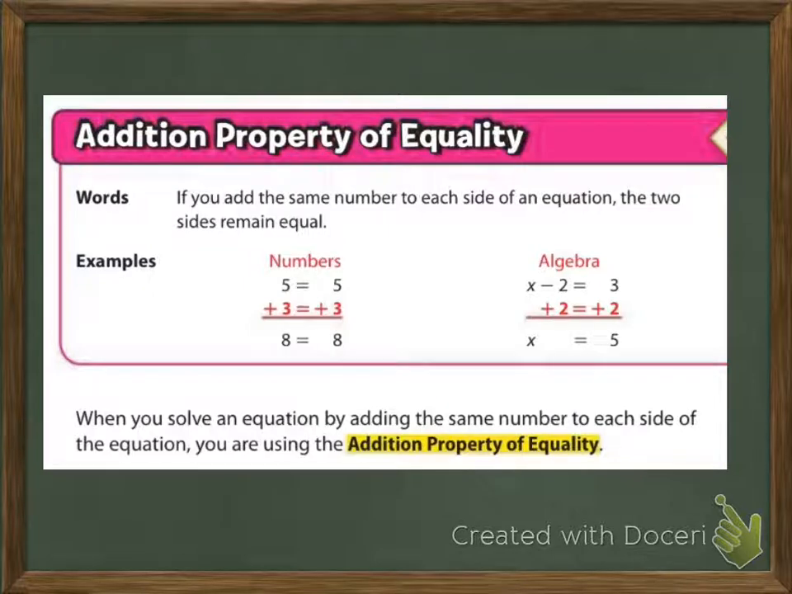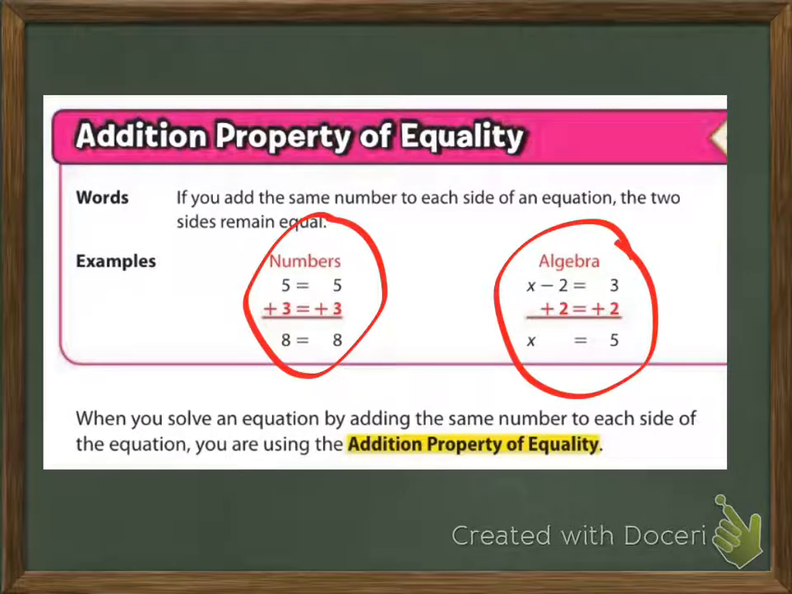So that's what we're looking at here with the numbers, is that if we have 5 equals 5, we know that's true. We add 3 to both sides, 8 equals 8, we're still good. So that's why it's okay in algebra to do the same thing where we add 2 to both sides. We're keeping it balanced. So when you solve an equation by adding the same number to each side of the equation, you're using the addition property of equality.